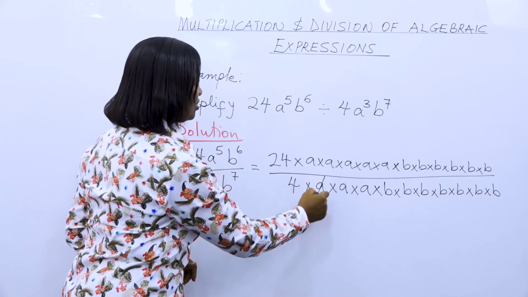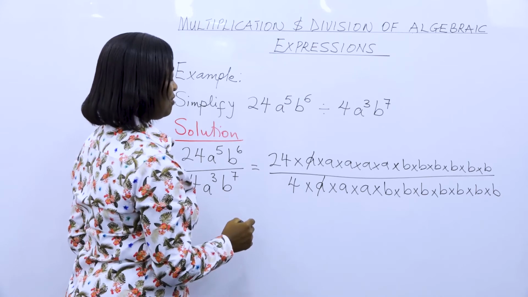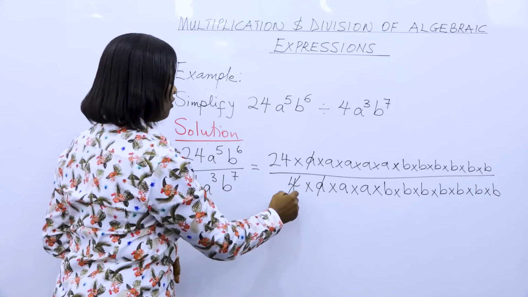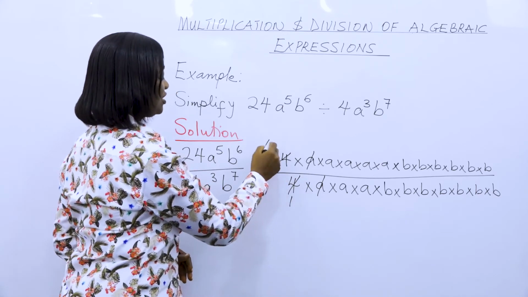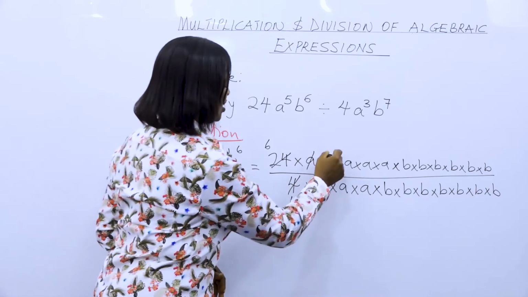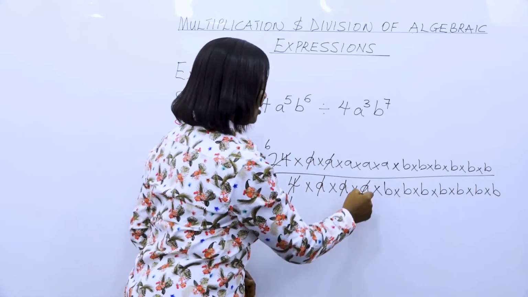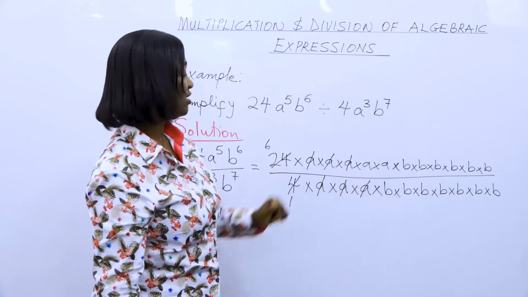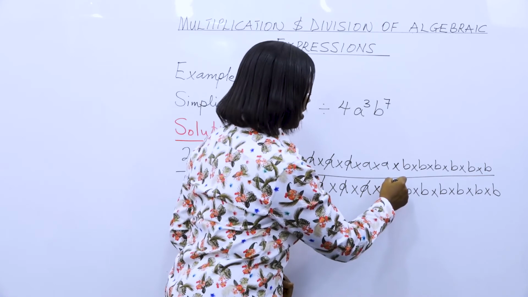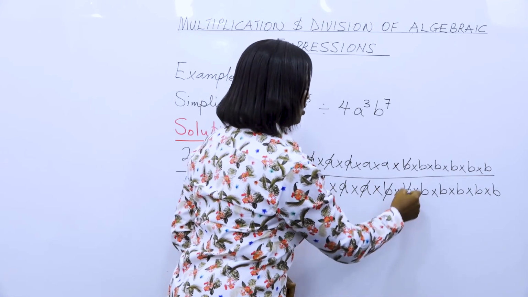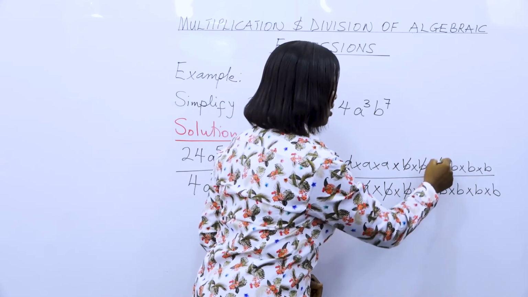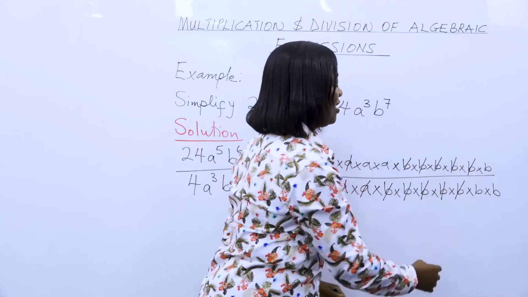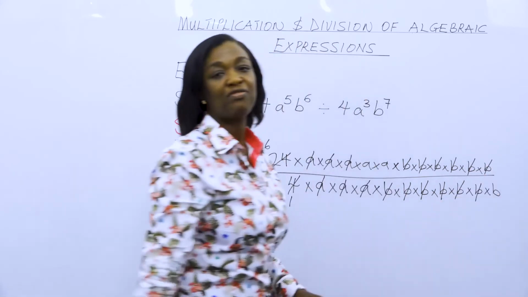So we cancel out. Let's start with the 4. 4 in 24 is 6. So 4 in 4 is 1. This a cancels that, and this cancels that, and this cancels that. We have a here and a here, so we have a squared. Then let's see what happens with the b's. One, another b, another b, another b, another b, and then that cancels out the final one.